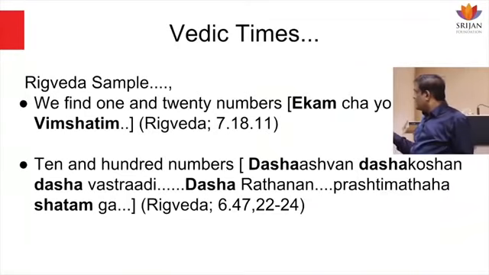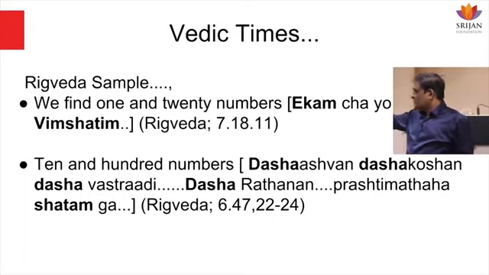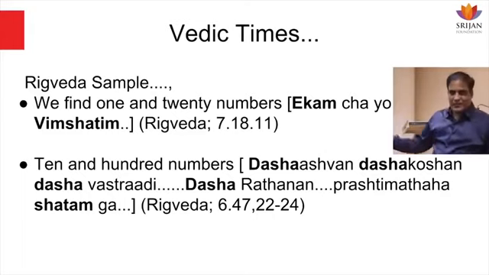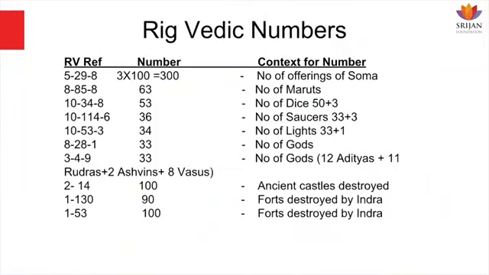And we can see so many examples. Dasha is already there, so we use the same number system. I am giving all the quotations and references, so anybody can go and check, they are there. Then Rig Vedic numbers, for example 300. When we see 300, we already know they were using the decimal system. 3 into 100. And then we see 63 defining the Maruts.